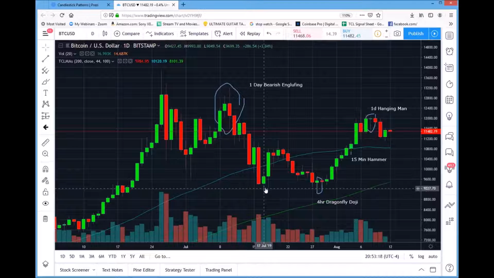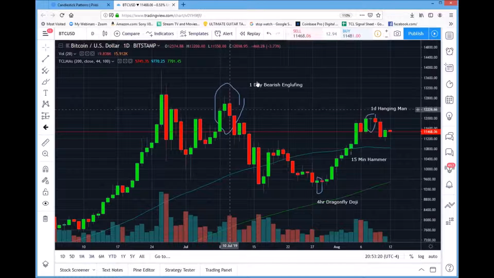Notice the body of this red candle is engulfing the green one, so it's bearish, it's engulfing, and boom, down we go. Now, I would take a bearish engulfing on a one-day or preferably a one-week chart any day over anything below a one-day chart. You can get them on the 240. I wouldn't trade around them.